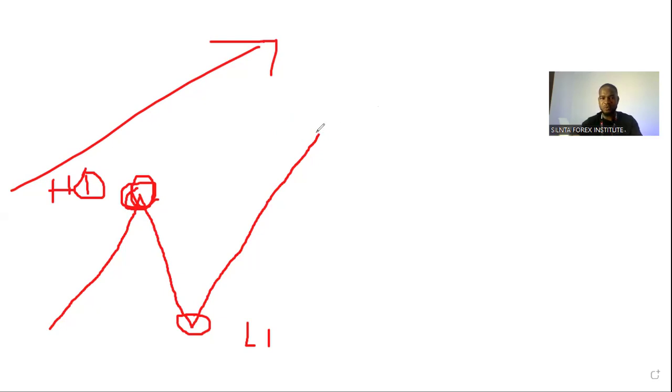Right? And then it will push down again, creating a new low, but this low must be higher than the previous low. Remember our low number 1. Our low number 2 will be somewhere here, L2. But this low number 2 will be higher. Low number 2 is higher than low number 1. Can you see? So this low number 2 is known as a higher low. You get it? It's known as a higher low because it's higher than the previous low.